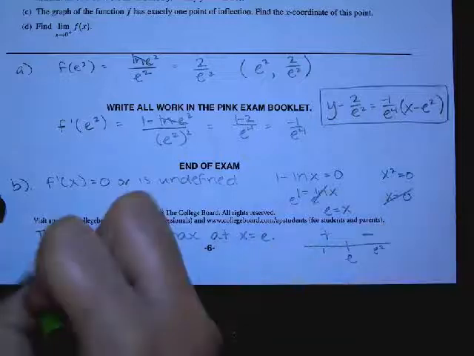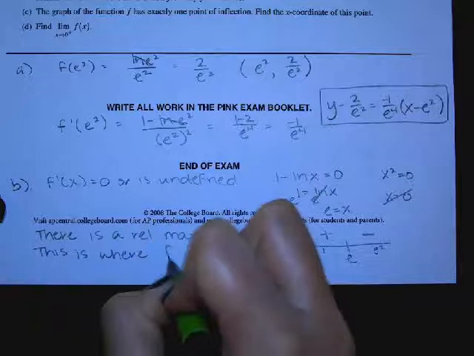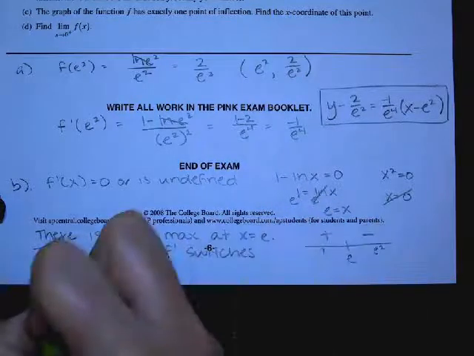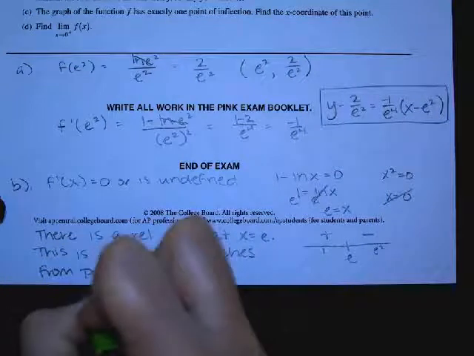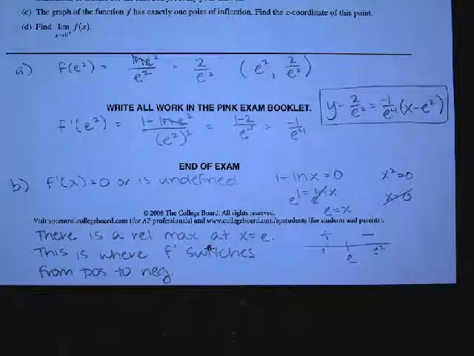This is where f prime switches from positive to negative. And that's how I know. So that was part of my justify my answer.